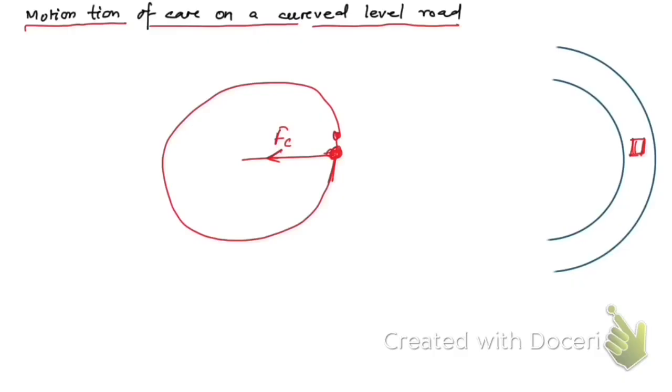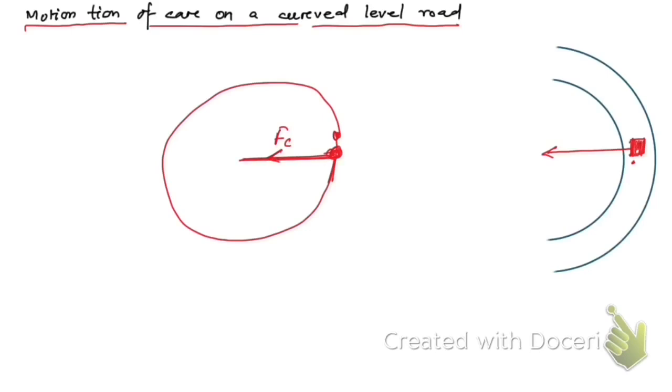So here you see, when this car takes a turn, the centripetal force towards the center on this car will be provided by the friction between the tires and the surface of the road. Okay, so that means you can consider it this way.